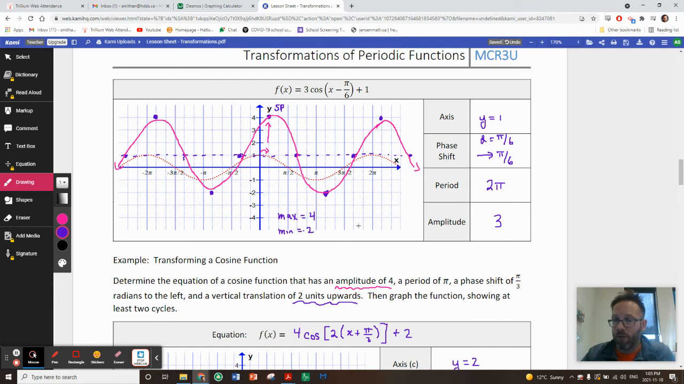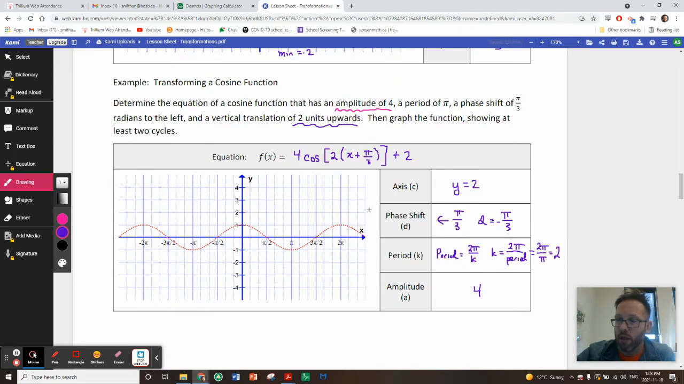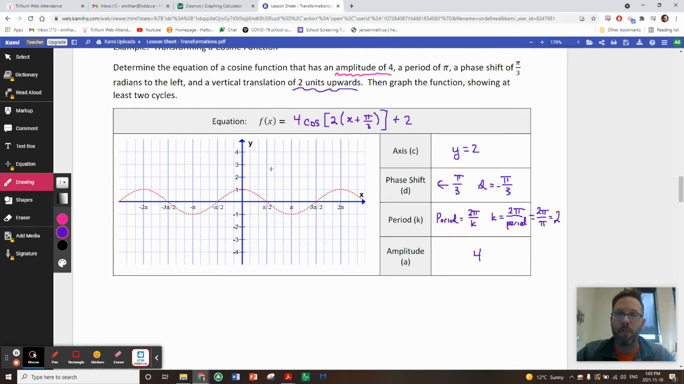You can get the amplitude by doing max minus min divided by 2. You can get the axis by averaging 4 plus negative 2 over 2. You can get the period just by looking at the graph, and you get the phase shift by asking, well, this is a cosine function, where is that first maximum? And here it's at pi over 6. So you can do questions just like the one we're doing here, except instead of having a description of the transformations, you might actually just have a graph. Do the same thing, guys. Use a table like this, pick off all your properties. That helps you get the parameters, and you can make the equation.